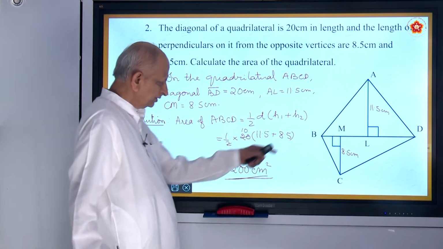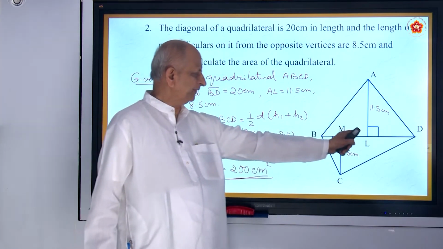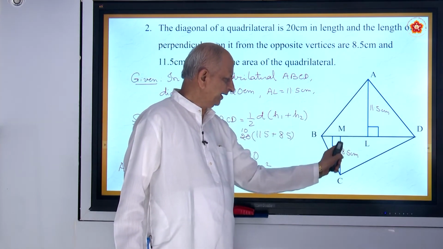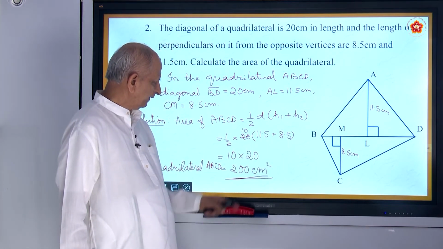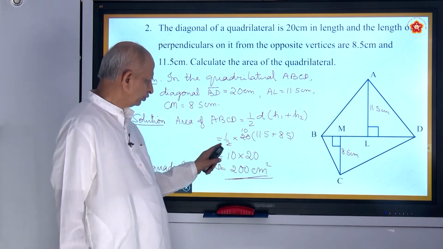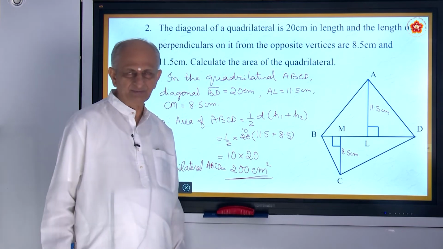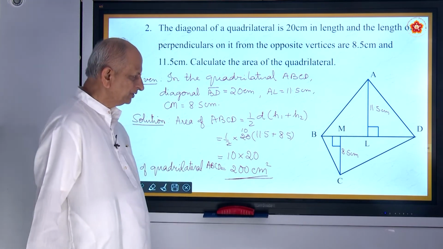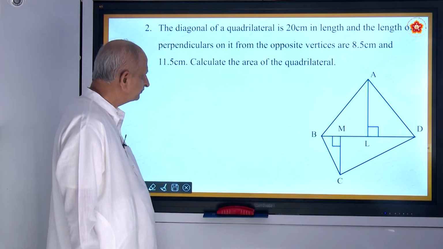Understood? This is diagonal BD 20, 11.5 is one height, 8.5 is second height. Add the two. 11 plus 8 is 19 plus 1, 20. 2 ones are, 2 tens are. 10 into 20, that is 200 centimeter square. Noted? So with this we will pass on to today's topic.